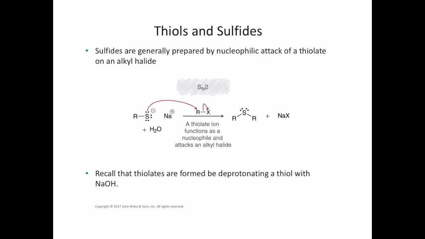Sulfides are generally prepared by nucleophilic attack of a thiolate on an alkyl halide. So a thiolate is just this generic structure here, where you have a negatively charged sulfur bonded to some R group. So here the nucleophile simply attacks the alkyl halide, kicking off the leaving group in standard SN2 fashion.